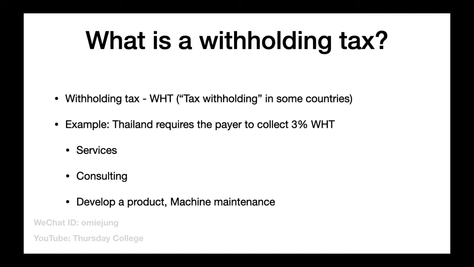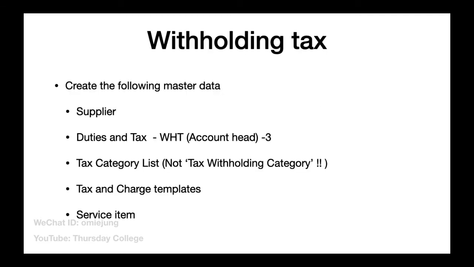pay the people who give service to you 3%. So when you hire someone to work for your company, for example for consulting, developing a product or fixing a machine, you need to collect 3% and then put it to the revenue department. It means the people who work for you are going to get only 97%.